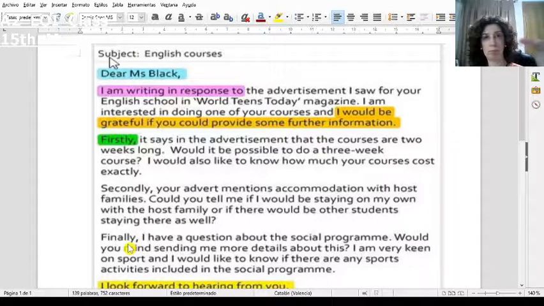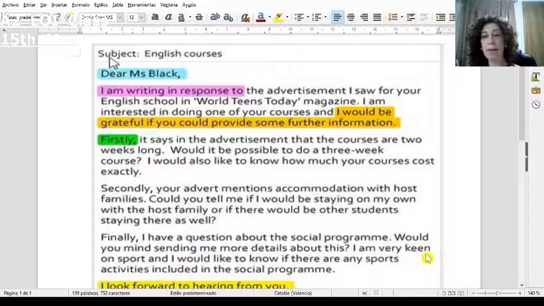Finally, see? Firstly, secondly, finally, an interrogative. I have a question about the social program. Would you mind? Digo que formal. And after mind, the verb goes in the gerund. Això ho donarem, ¿vale? Would you mind sending me more details about this?